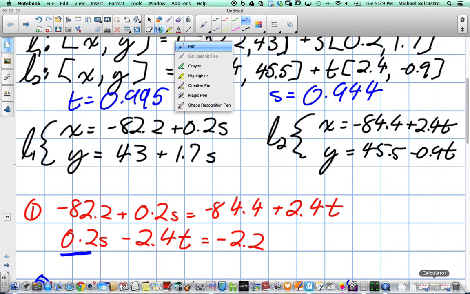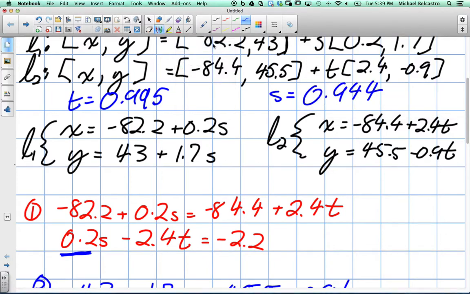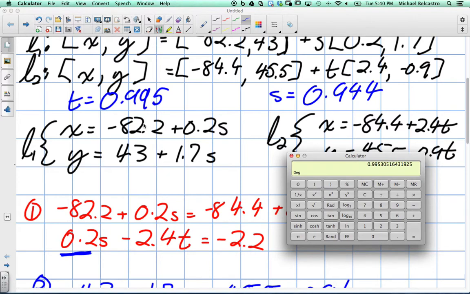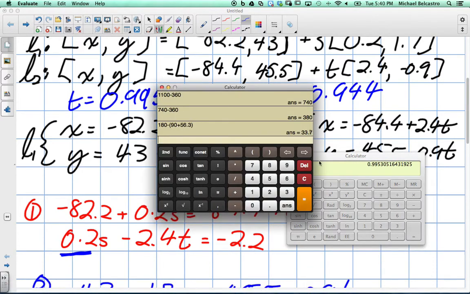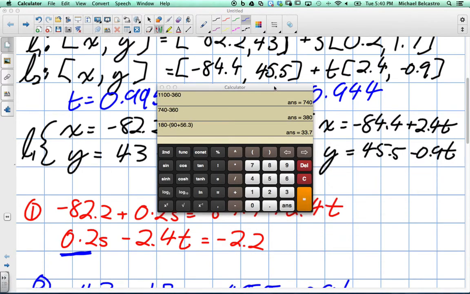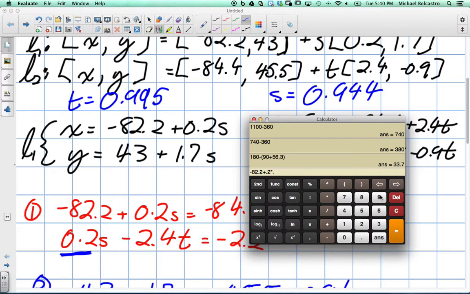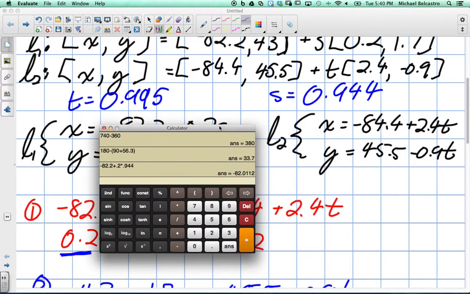Let's do this on the calculator so we can see it here. Actually, this calculator might be the better one to use. Let's take our negative 82.2 plus 0.2 times the s value, which is 0.944. And this should be our x value, negative 82.011. And if we plug our t into the other, we should get the same one, and maybe we should test it.